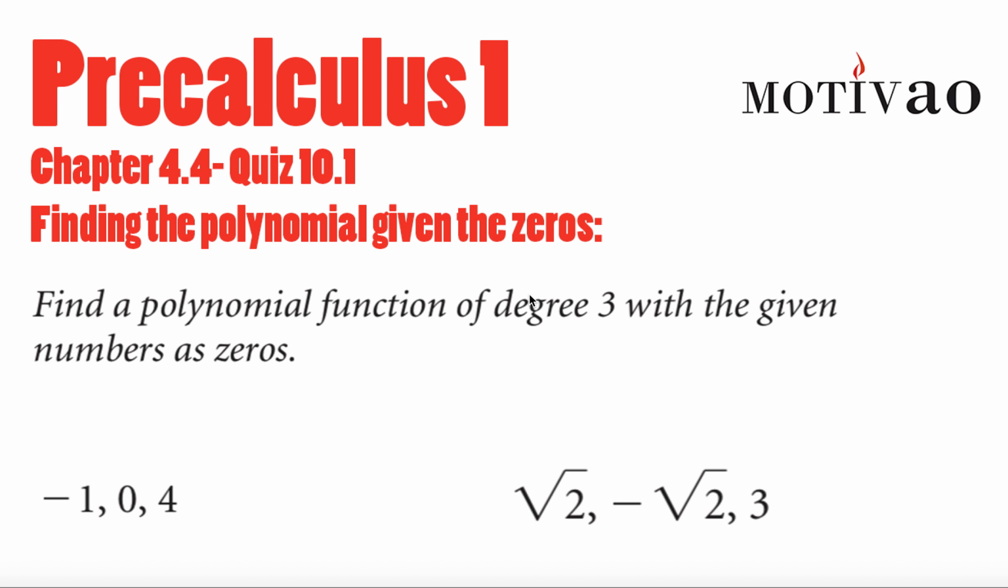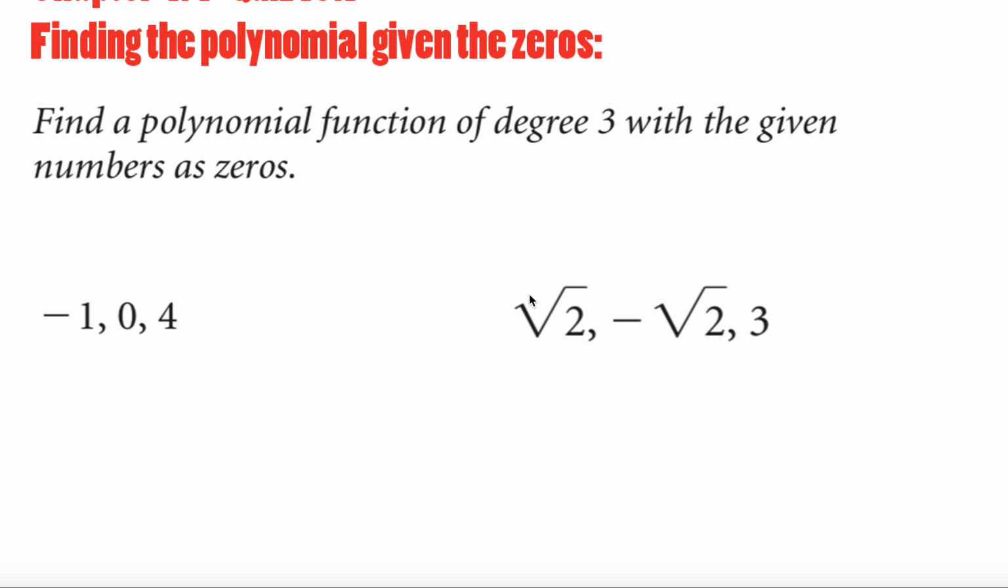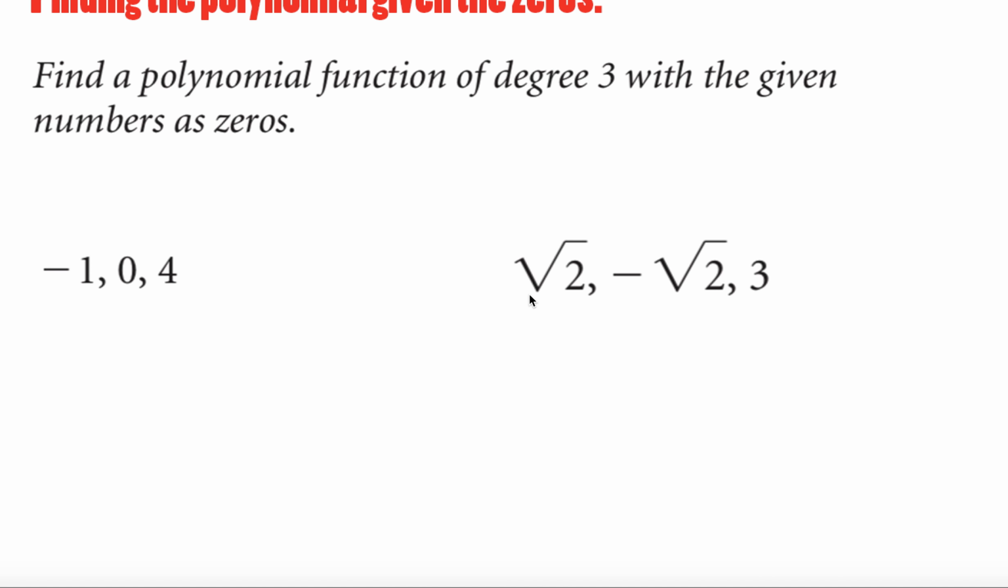Today we're going to find a polynomial function of degree 3 with the given numbers as zeros. Okay, so let's start with this one first. -1, 0, and 4. First thing I want you to do is to set it up. Now, the leading coefficient, we have to find it using the initial conditions, but first we just write it as a sub 3.